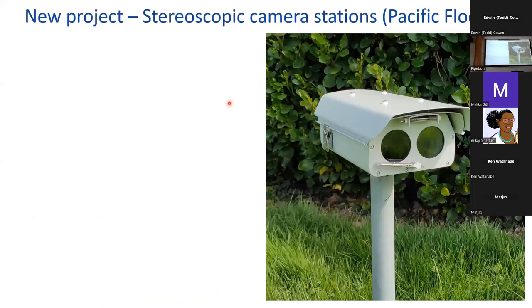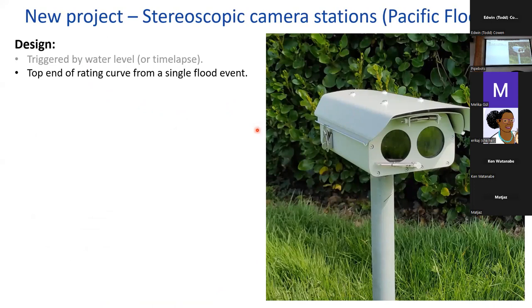Okay, next we'll move on to a few projects that we've got. The first one is the development of stereoscopic camera stations in the Pacific, and that's a project for WMO. The objective is to have stereoscopic camera stations that are triggered by water level, or time lapse more manually. And we want to be able to obtain the top end of the rating curve from a single flood event.